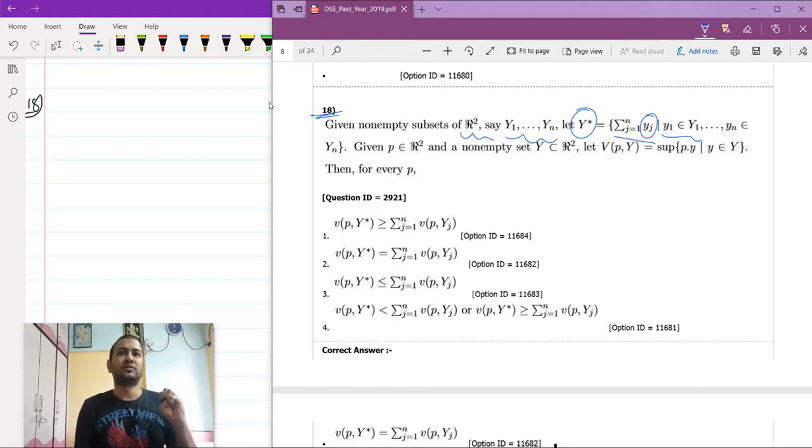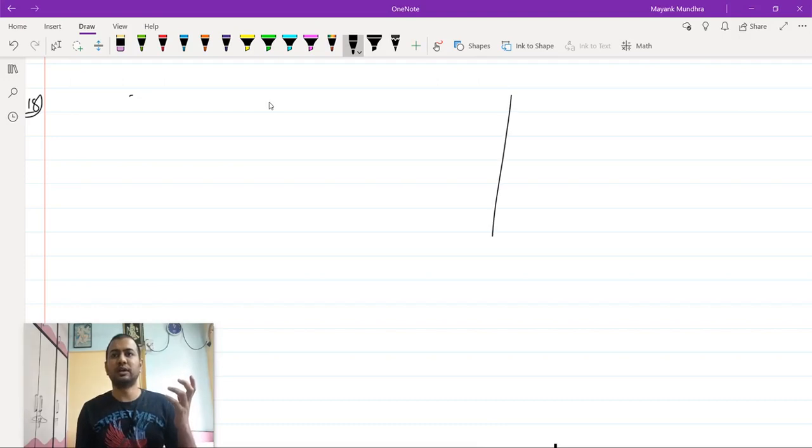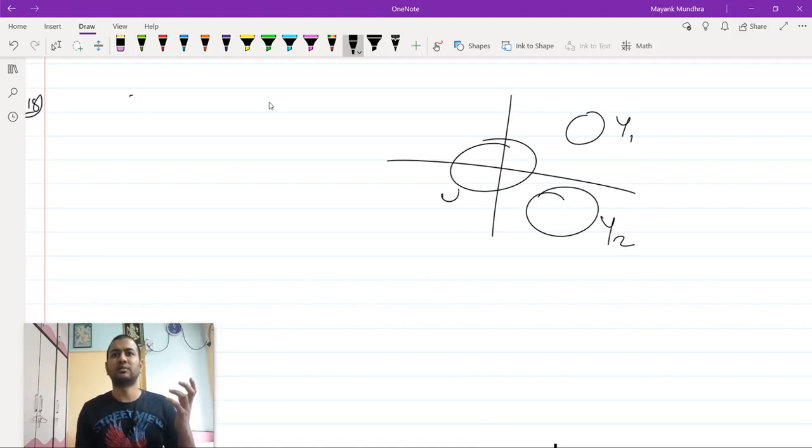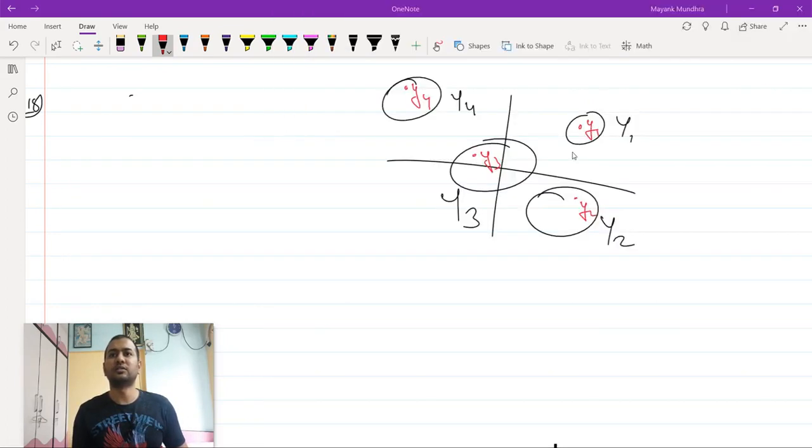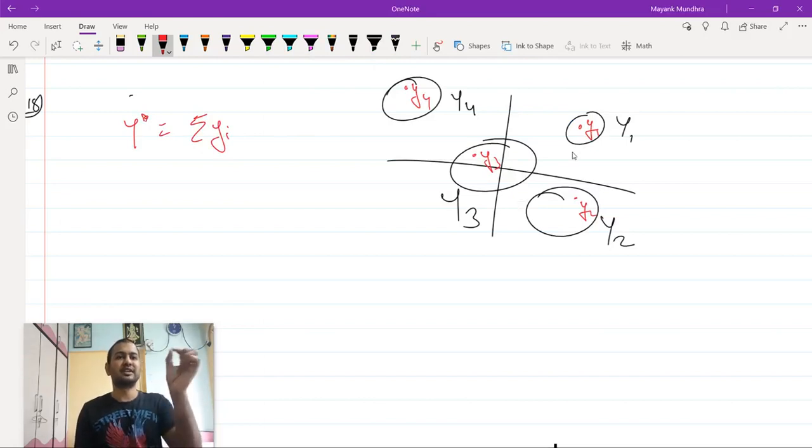So for example, let's say this is your Cartesian plane. This is some set capital Y1, this is some set capital Y2, this is some set capital Y3, this is some set capital Y4, and you are picking points from here. So let's say this is small y1, this is small y2, this is small y3, and this is small y4. Okay, now when that happens, he's saying that for any p belonging to R square, the non-empty sets, first of all, capital Y star is equal to the summation of Yi. So you're basically taking individual elements from each of the sets and then you're adding them up.